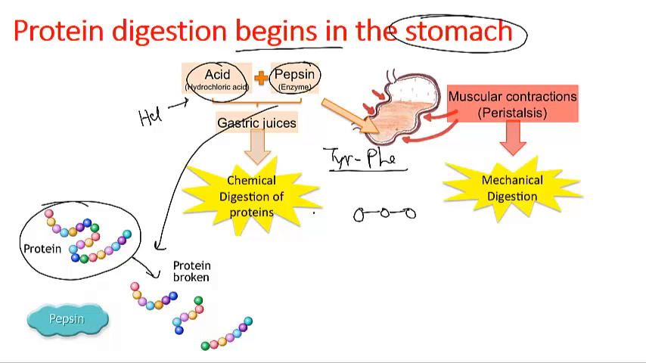The stomach is also responsible for a little bit of mechanical digestion, where the stomach generates its own peristaltic waves that can break and grind food a little bit inside the stomach.